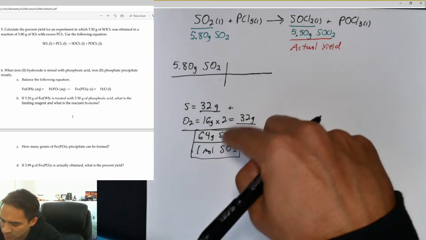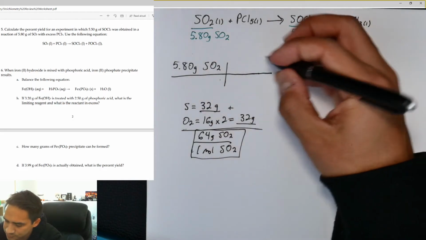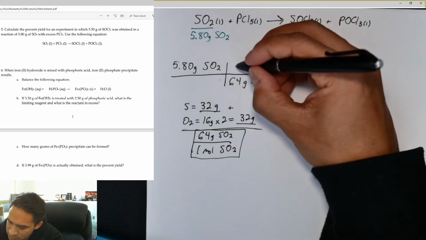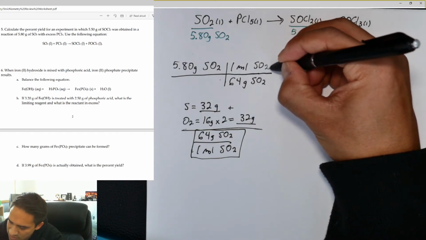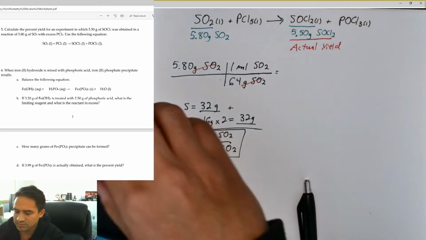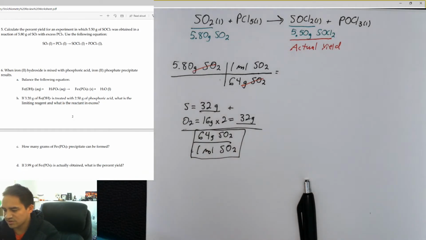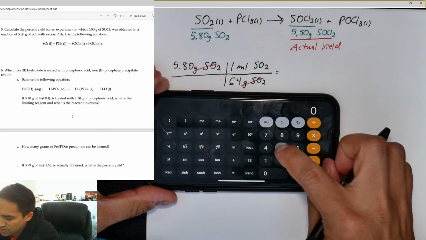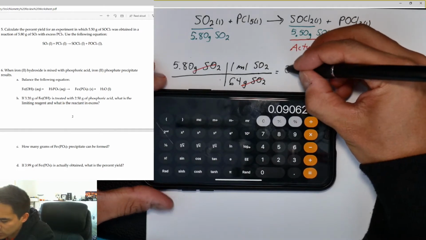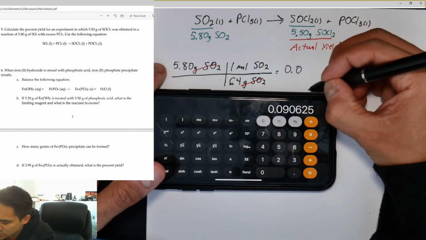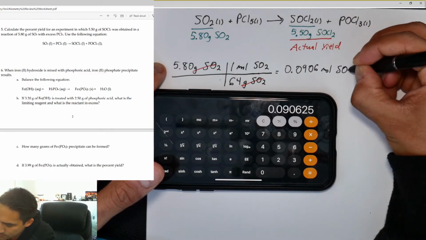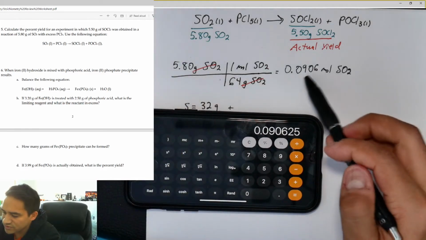So let's convert this first from grams of SO2 to moles of SO2. Since we're starting with grams of SO2, I'll have the 64 grams of SO2 here on the bottom, the 1 mole of SO2 on the top, like this. So my grams of SO2 will cancel. I'm going to do these calculations separately rather than in one big long one. So 5.80, divide this by 64. We get, and we'll round to 3 significant figures, 0.0906. The 2 will keep the 6 as 6. So we'll have something like this. Okay, so here's our moles of SO2.